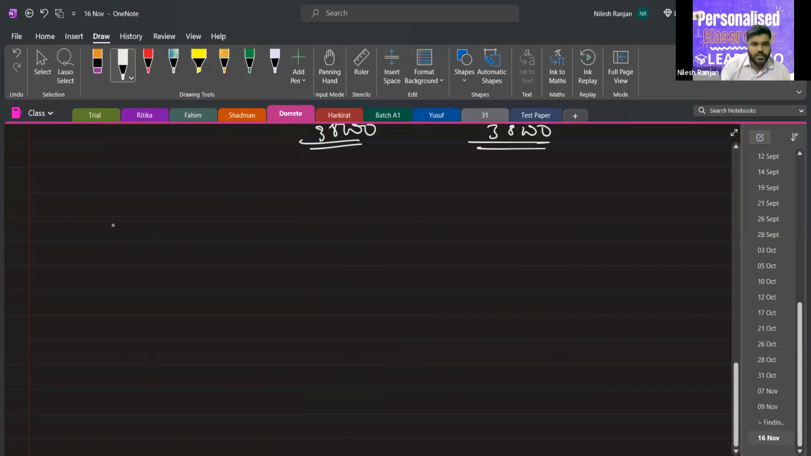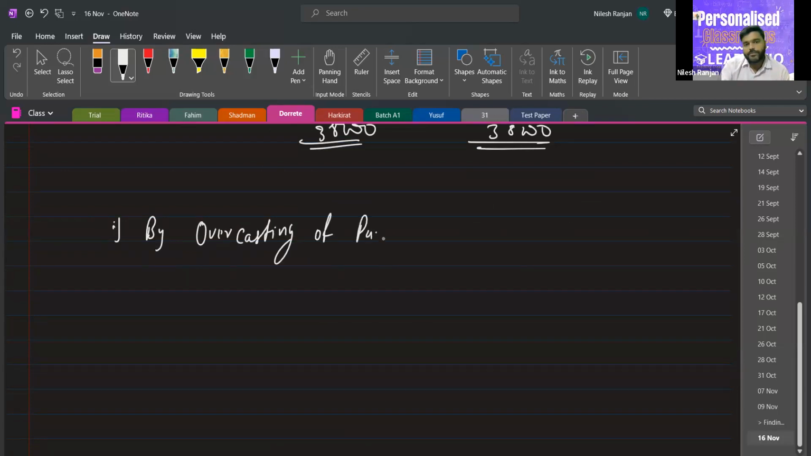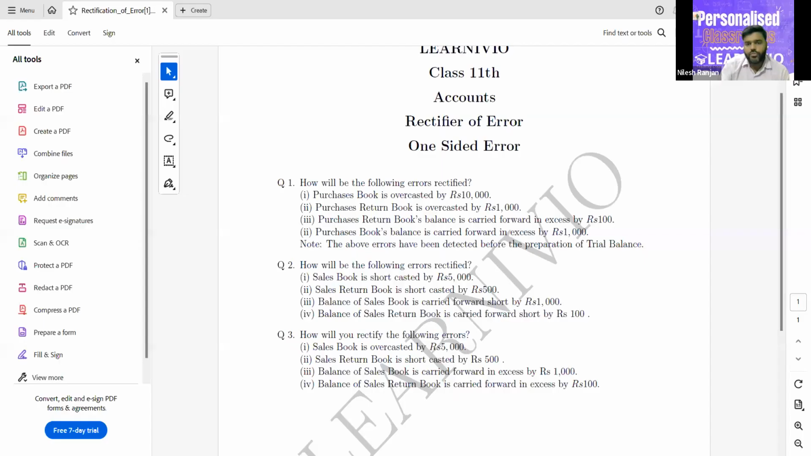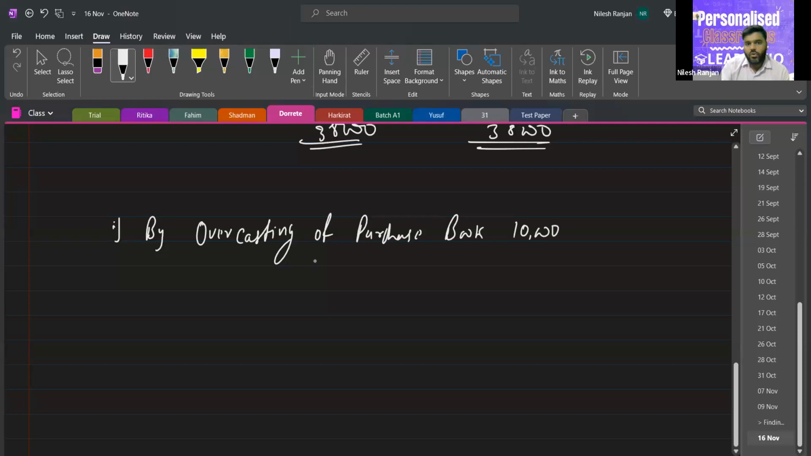to solve this question, we have made mistakes on the debit side. So it will be written by overcasting of purchase book. How much? It is 10,000. So overcasting of purchase book 10,000 on the credit side of purchase book.